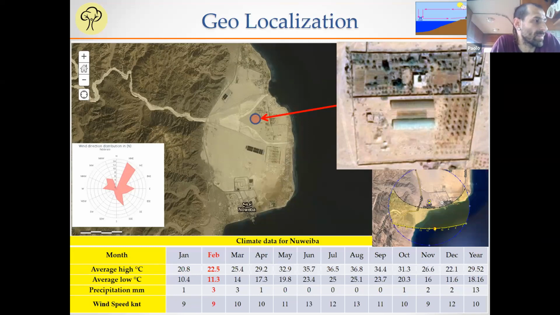The site, as you see, is in the middle between the mountains and the sea. You try to figure out what the climate could be. Down here you get some data about the rainfall. Most precipitation falls in February, as you see. Well, most, we are talking about 3 millimeters. I don't know where you come from, but 3 millimeters is really not a lot.